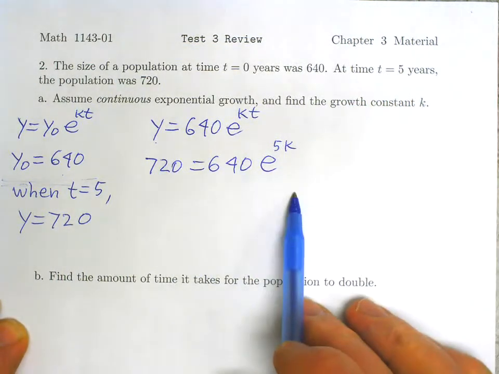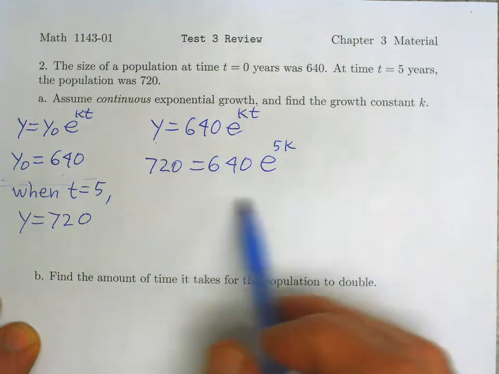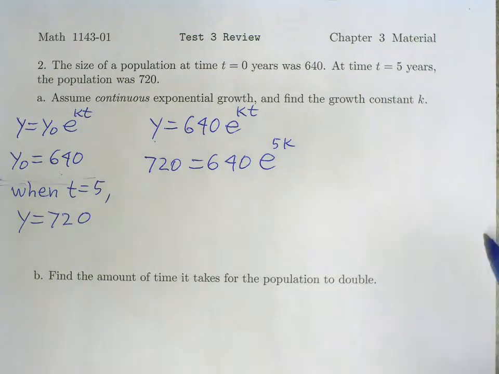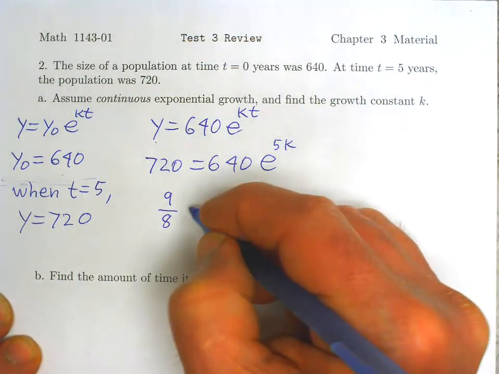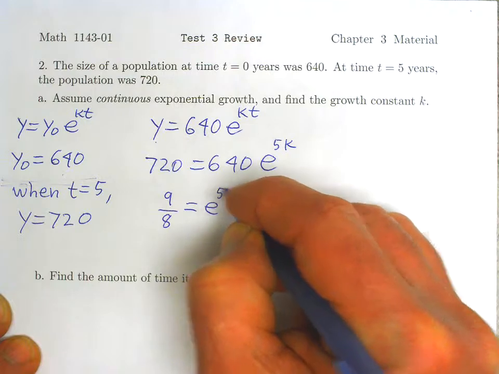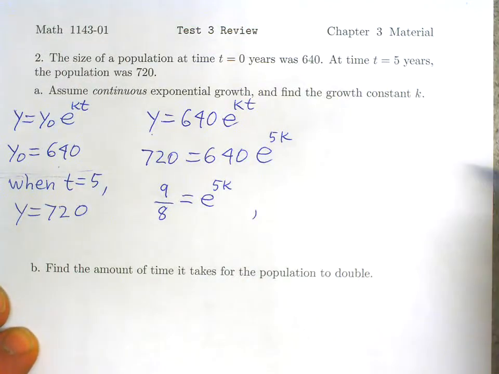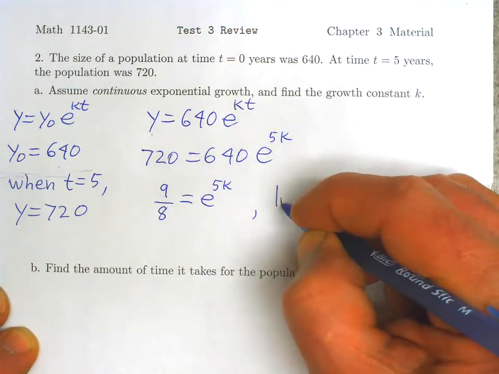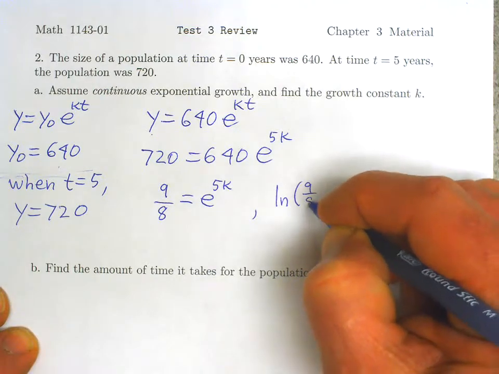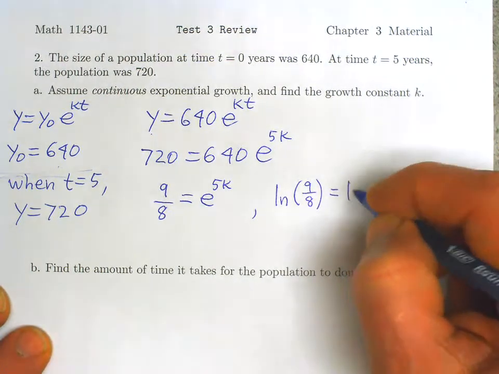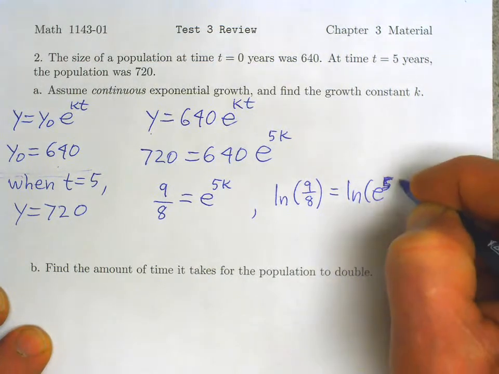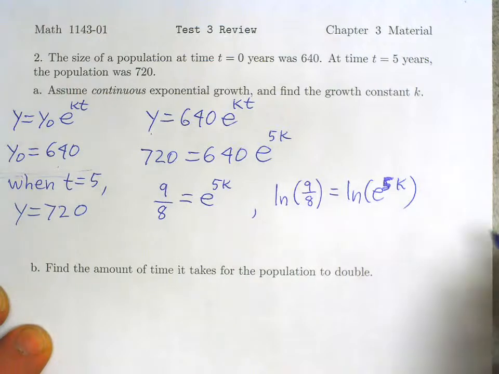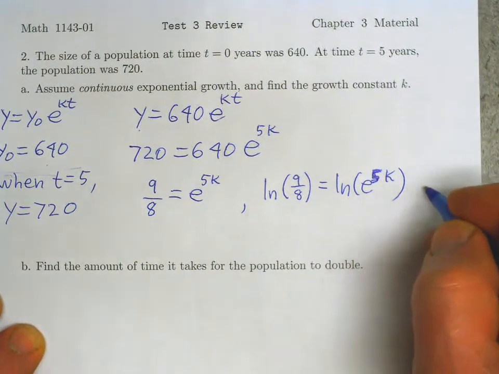Now we just solve for k. Divide both sides by 640. 720 divided by 640, that reduces to 9 over 8. So I'll just write it as 9/8 equals e to the 5k. And then take the natural log of both sides. The natural log of 9/8 equals the natural log of e to the 5k. And the natural log of e to the 5k is just 5k.